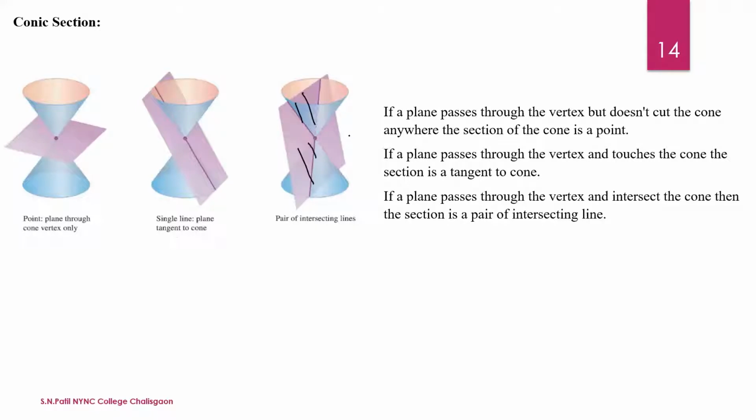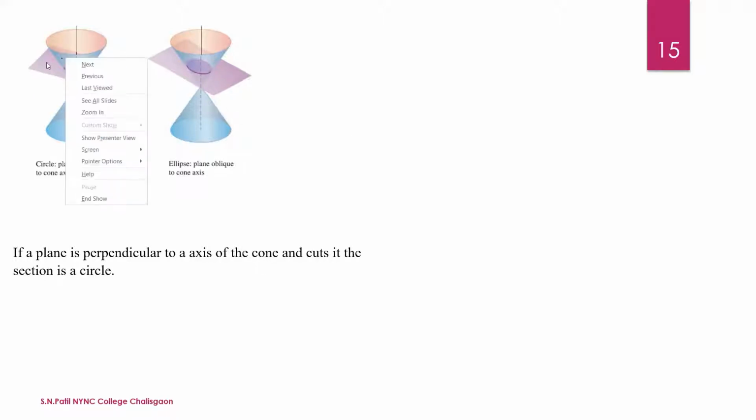Okay. So next, if a plane is perpendicular to the axis of the cone and cuts it, the section is a circle. See, all the lines are perpendicular to this plane. Okay, at that time it forms a circle. This is the circle, the common intersecting part of the plane and cone.